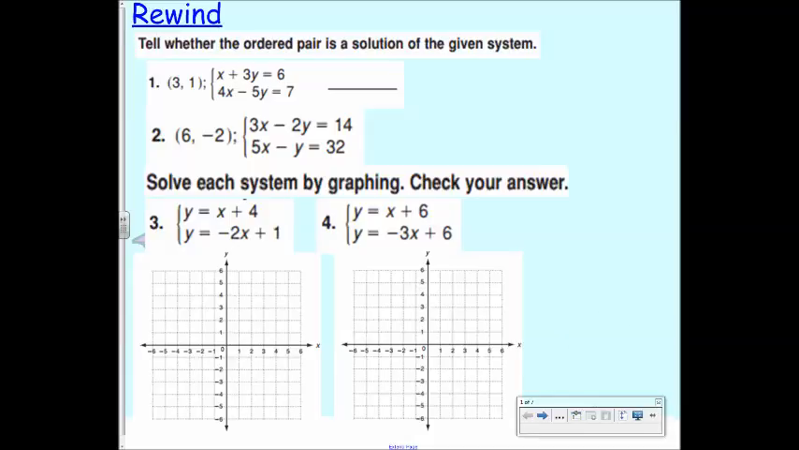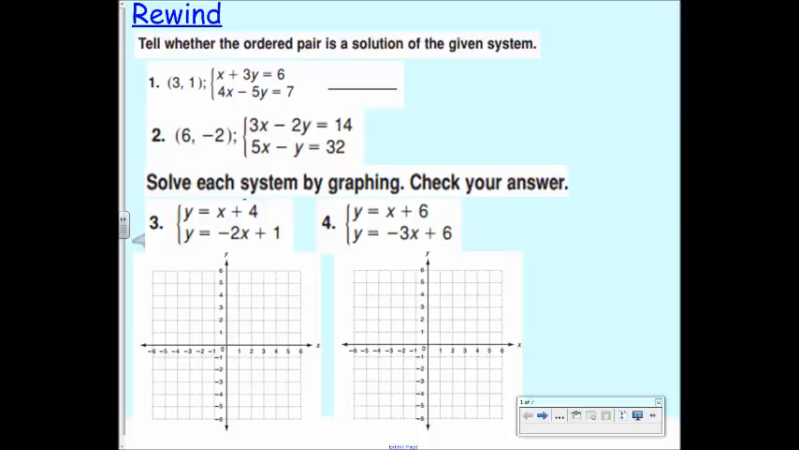Okay, so in the rewind, you went over a couple problems based on what we learned yesterday, which is how to solve a system of equations by graphing. Just as a couple reminders, a system of equations, remember, is two equations that contain the same variables and they potentially have a solution. And that solution would be something that works for both or every instance of the variable.